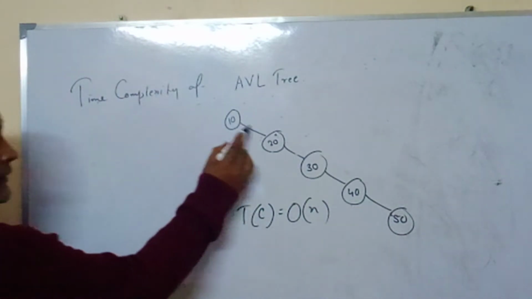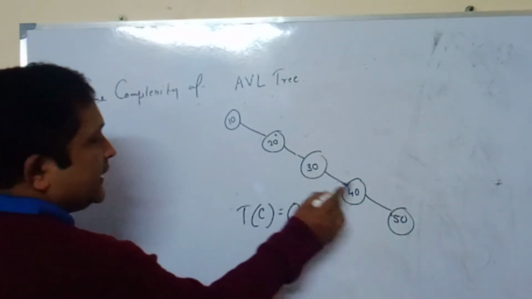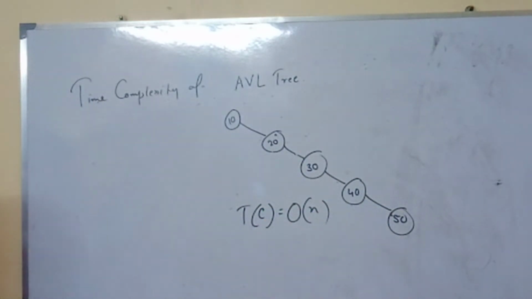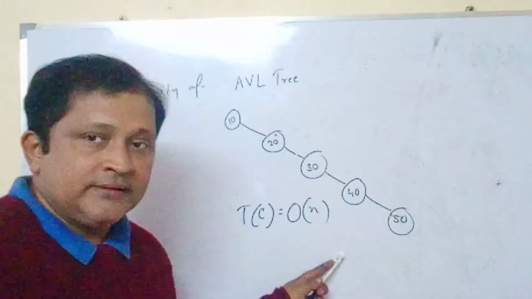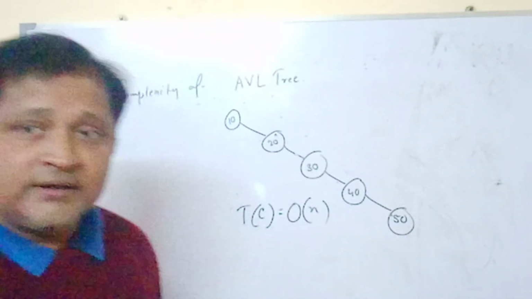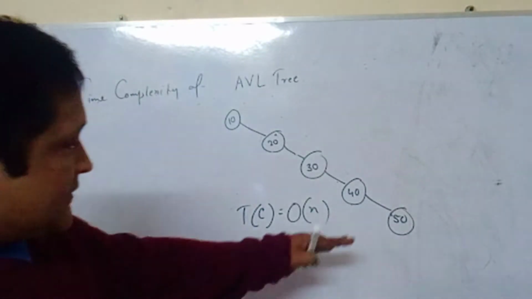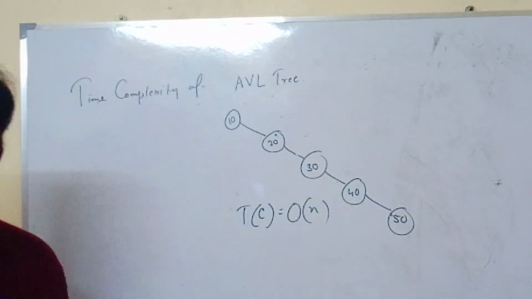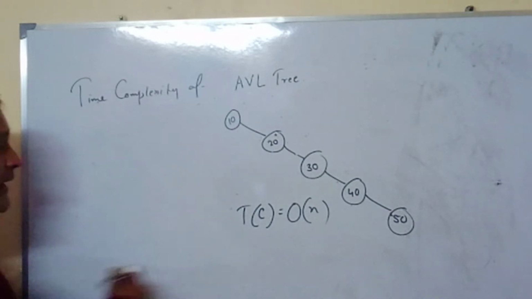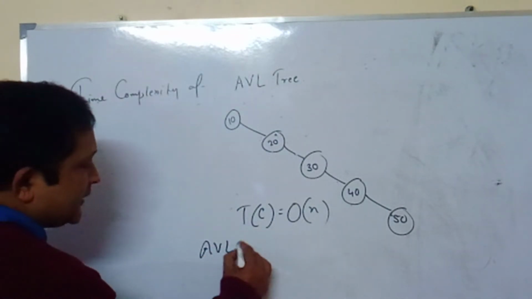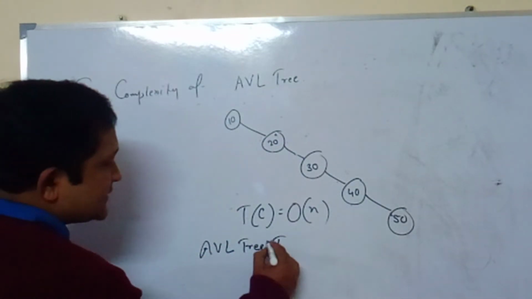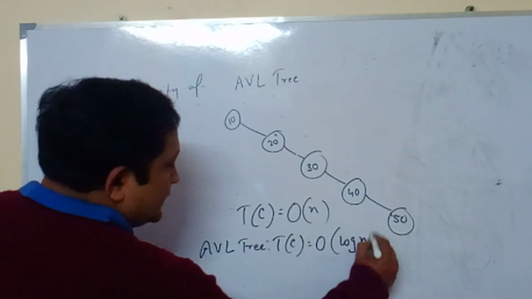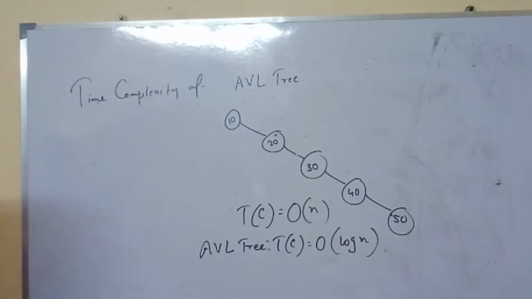Because for n elements, 1, 2, 3, 4, 5, we have to go 5 steps to reach the last level, to search an element, to insert an element, or to delete an element from the last end. So we have to go n steps. So the time complexity is of order of n. And here in an AVL tree, the time complexity is the order of log n.